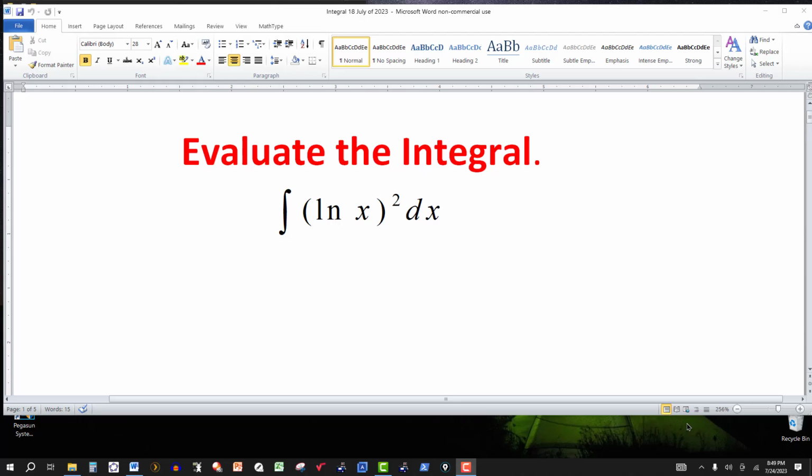In this video we have the integral of the natural log of x quantity squared. If you want to give us a try, go ahead and I'll be right back.